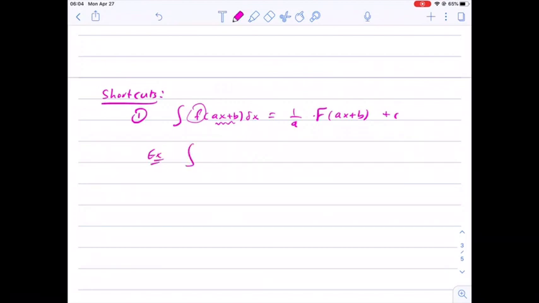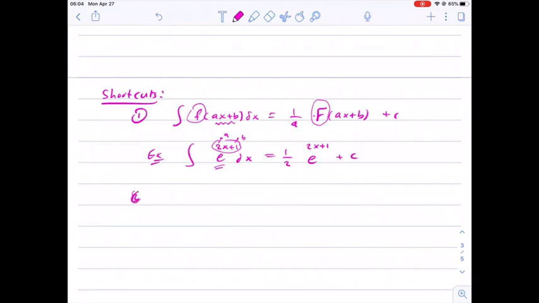For example, you may see something like this. Integral of e to 2x plus 1 dx. Now this is ax plus b, so 1 over a, this is a and this is b, so 1 over 2. And what is the integral of the exponential function? It's the same exponential function.